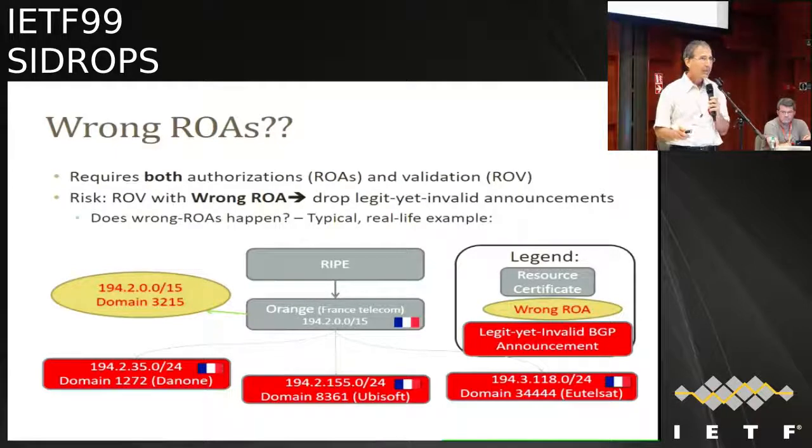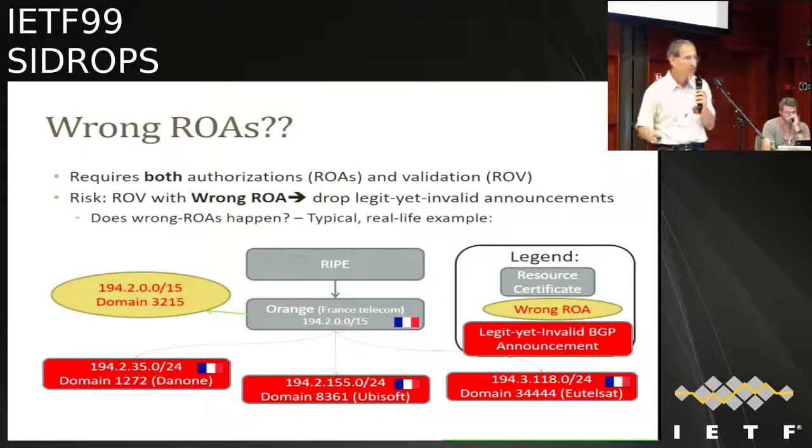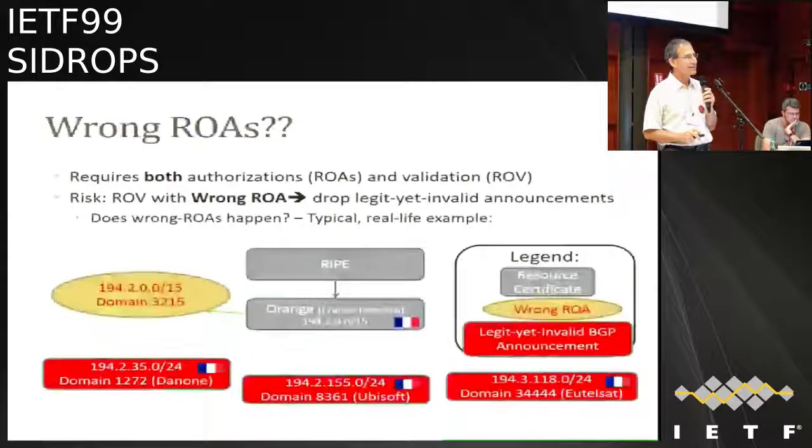Okay? So why would we even have wrong ROAs? This is a real life example of France Telecom. I don't know if maybe recently it was fixed, but until quite recently it was not fixed, although we did ask them to fix it. They have this pretty large block, a /15 prefix, out of which they have some customers with /24 and so on, like many providers do. Now, France Telecom are good guys. They issued their own ROAs. The only problem is, as a provider, they have not made sure that the customers will also issue ROAs.